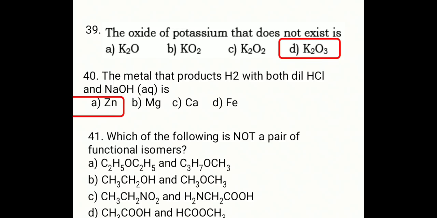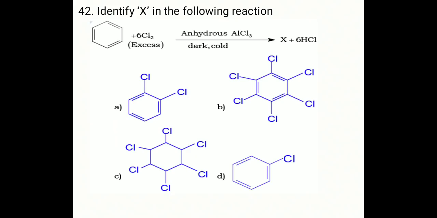Then, which of the following is not a pair of functional isomers? Functional isomers, remember, B, C, D are correct, but A is, remember, metamers. So the answer is A. Then 42: identify X in the following reaction. Here the hint is anhydrous AlCl3 and dark is given. When anhydrous AlCl3 is given, this is the product you are going to obtain, B.